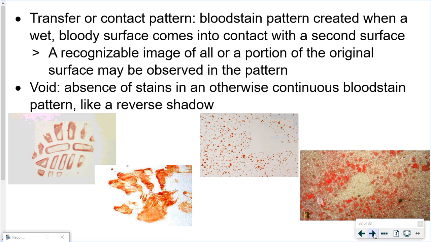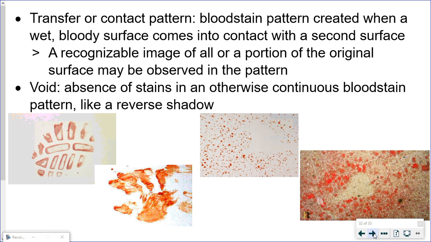We have transfer contact patterns. We already said contact patterns, but it's anything where you have a wet, bloody surface that comes in contact with a second surface. And a lot of times you can actually see the image of what left that blood stain, like a bloody footprint or a bloody handprint. These are the two images on the left.